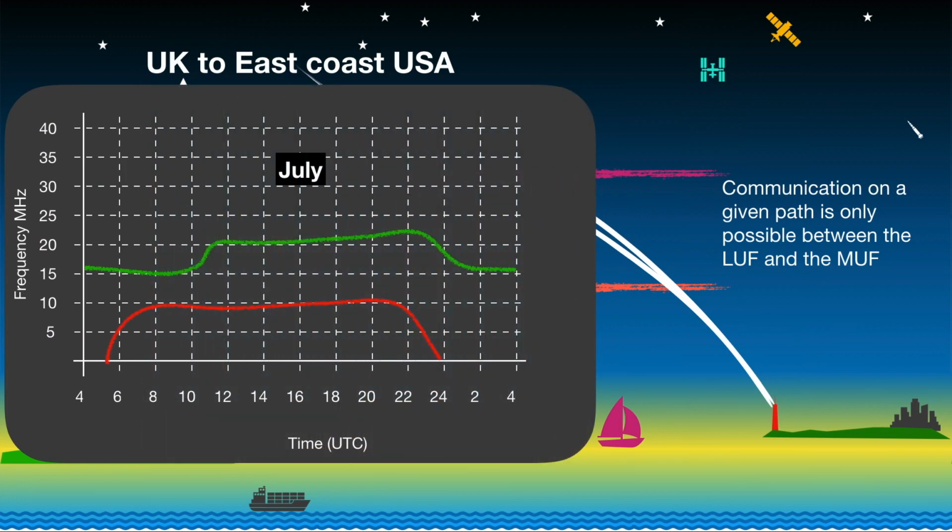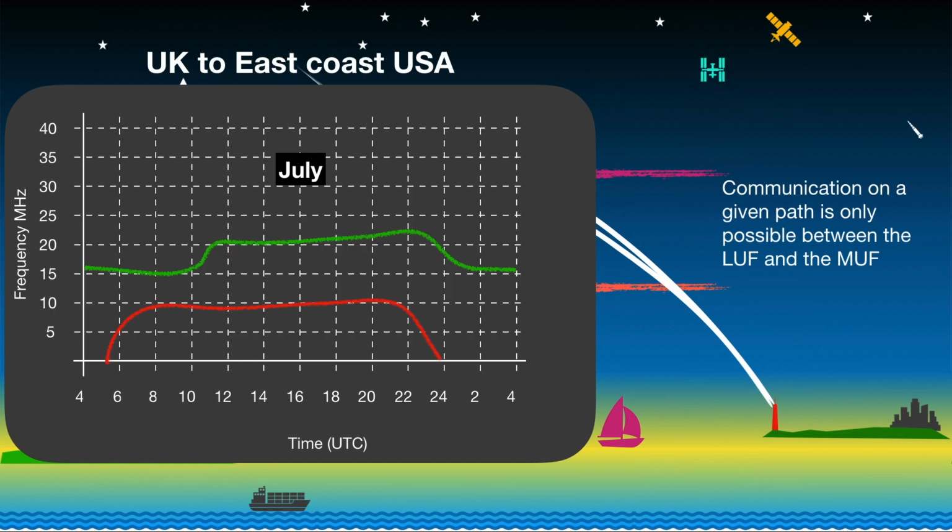Now, here we have them combined, the two graphs, the maximum usable frequency and the lowest usable frequency. So the maximum usable frequency in green and the lowest usable frequency in red. And it's only between those two, the LUF and the MUF, that we're able to communicate.